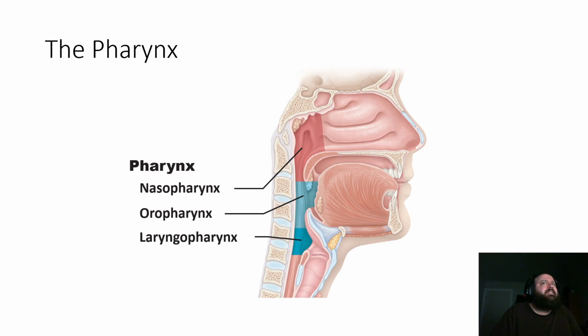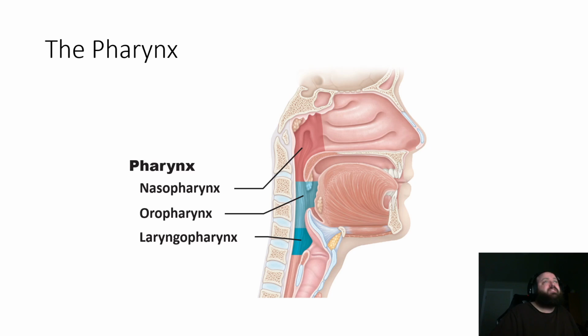The pharynx connects the nasal cavity and oral cavities to the larynx and the esophagus. And it can be broken up into three parts, rather simply, actually. Throughout the pharynx, the wall of the pharynx is heavily muscularized. It is skeletal muscle. You actually do have some control over it.